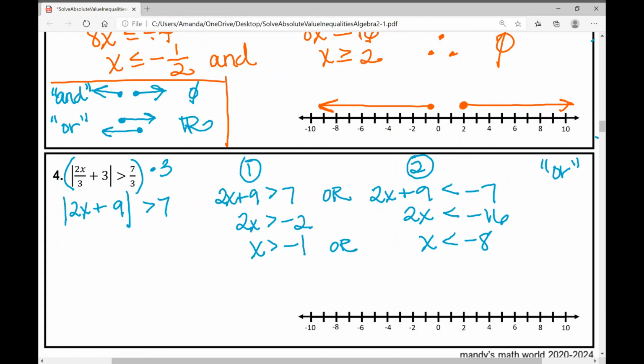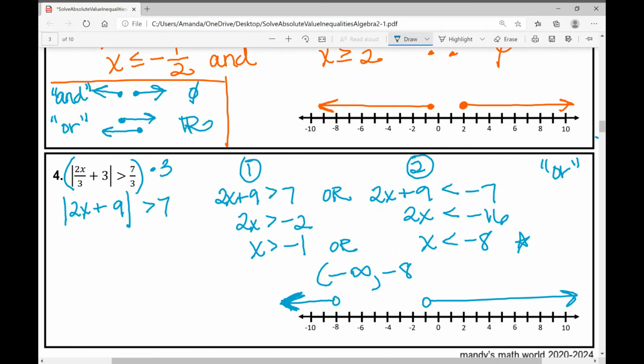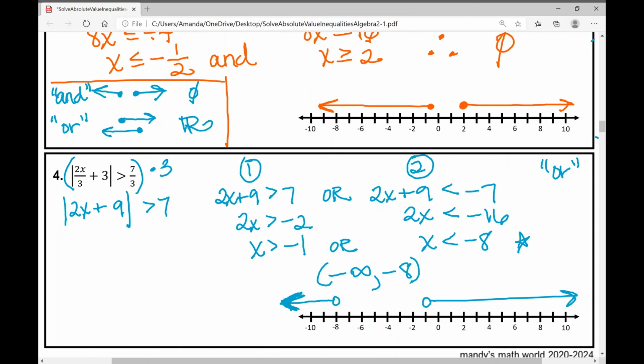So what does that look like? Well, x is less than -8 looks like that. What about x is greater than -1? Well, here's -1, greater than -1 would look like that. So you can absolutely write your answer like this. You could also write it in interval notation. So from -infinity to -8, parentheses or brackets, parentheses, we have an open dot. We are excluding the point -8, or -1 to infinity.